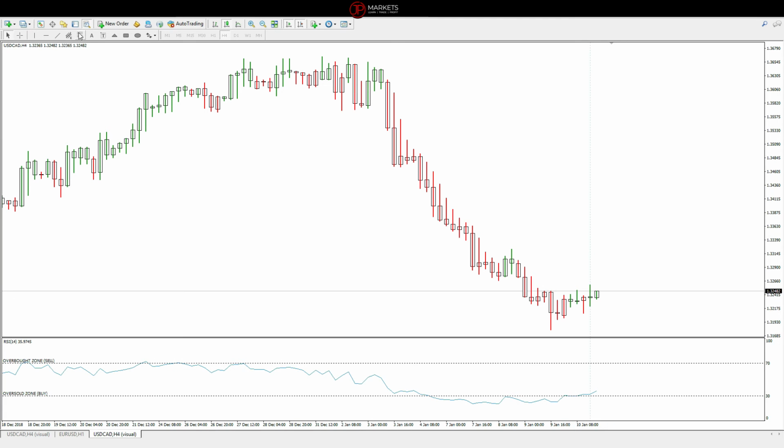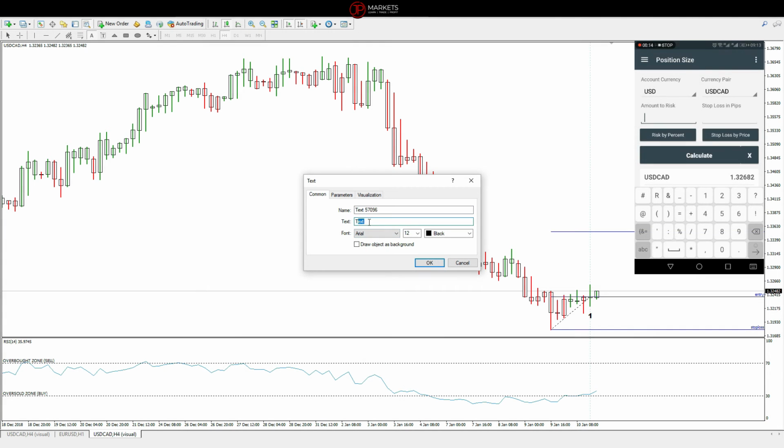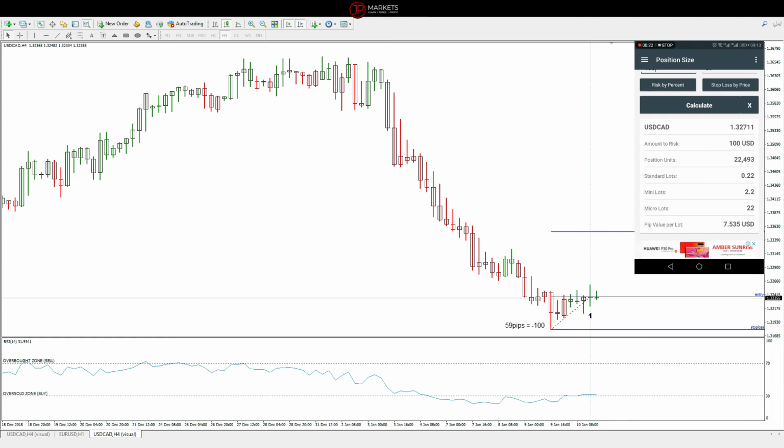The RSI just left the oversold area, meaning we're looking for a buy opportunity right over here. So this is our first buy, and we want to calculate how many pips there are in there. So we find that there's 58.1 pips. So just to round it off, I'm gonna punch in the 59 pips, and we want to risk $100 on this trade. So let's see how it works out for us.